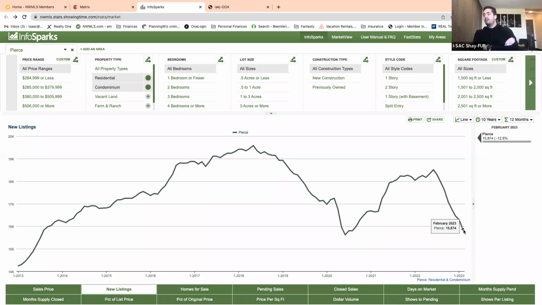So anyways, we could talk about this all day, but ultimately the moral of the story for me is find data that supports what you're telling people. You guys all have reasons you're telling people it's a good time to buy. You all have reasons you're telling people it's a good time to sell. Don't just say that, provide the information so that they can see it and know that you're not just a salesman trying to get them in a home and get your commission.